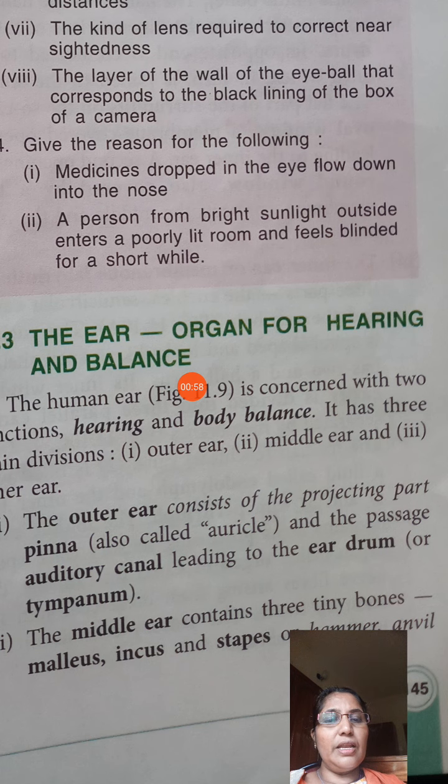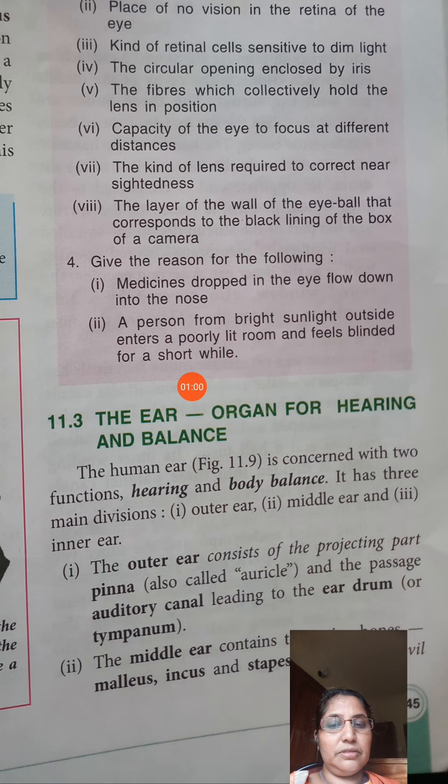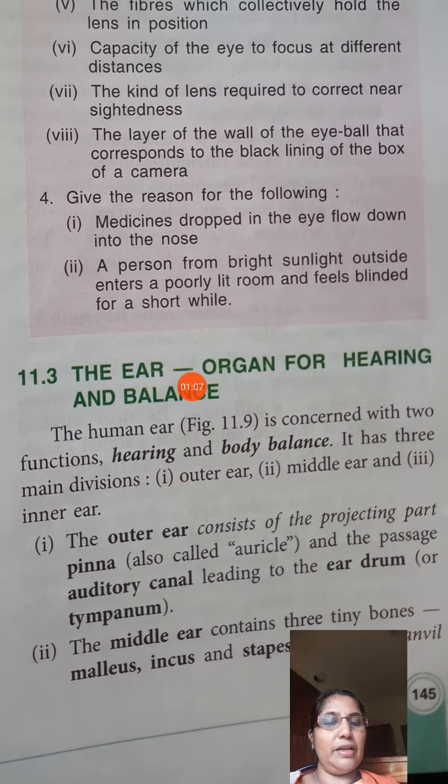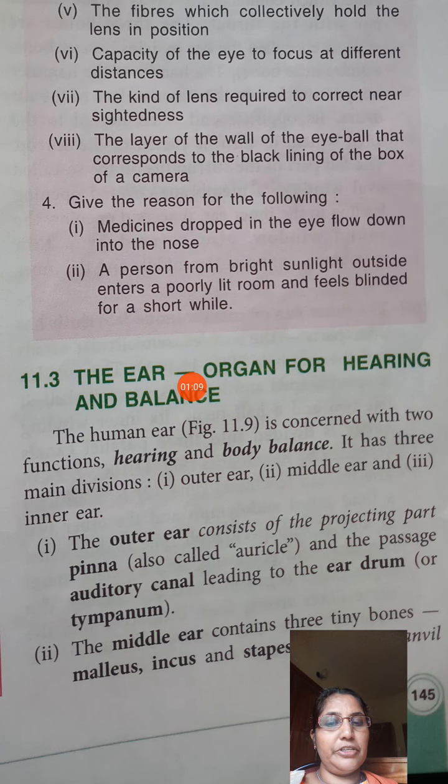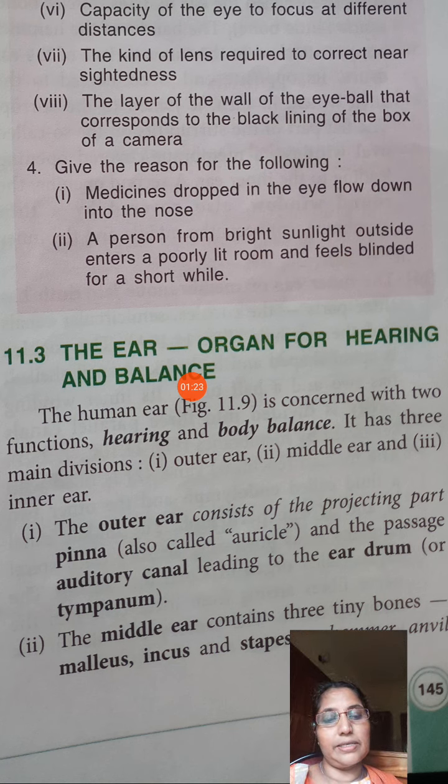Here let us see the three main parts of the human ear. We can divide it into the outer ear, middle ear and inner ear. The outer ear consists of the projecting part known as the pinna. You can see the outer part of the ear that we can see, that is the ear pinna.